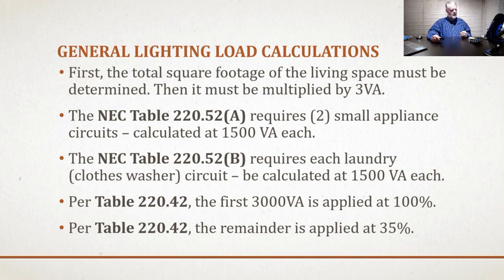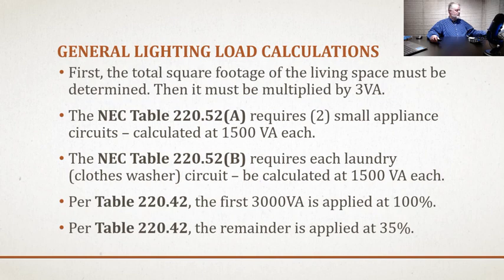And then Table 220.42, the first 3,000 VA is applied at 100%, and then also under 220.42, the remainder is applied at 35%. And if you look at that reference in your code book, I've got mine right here in front of me. Under 220.42, that is lighting load demand factors, and it has the type of occupancy, dwelling units, hospitals, hotels and motels, warehouses, and then it has the portion of lighting load to which demand factor applies, and then under dwelling units it says the first 3,000 is calculated at 100%.